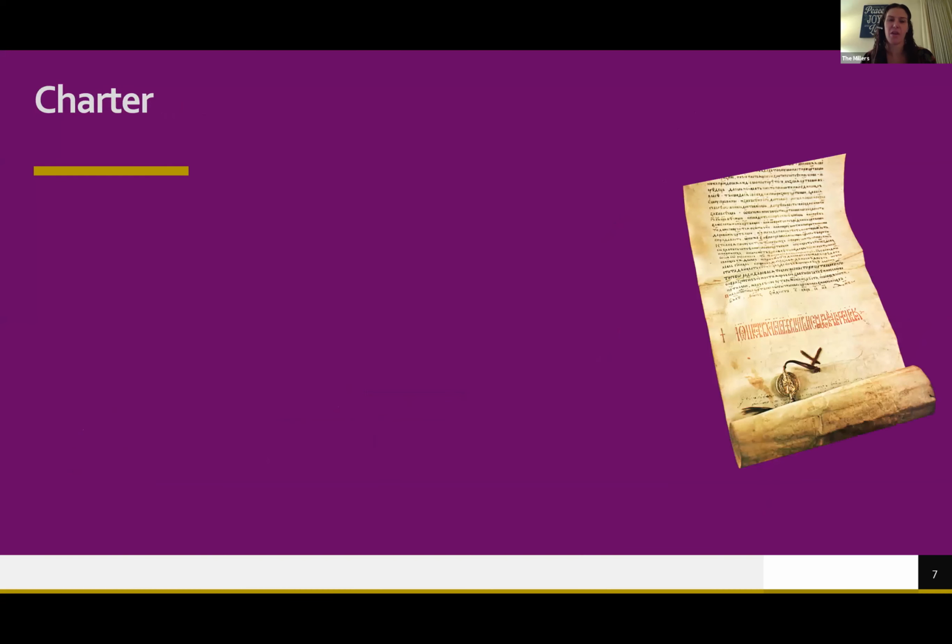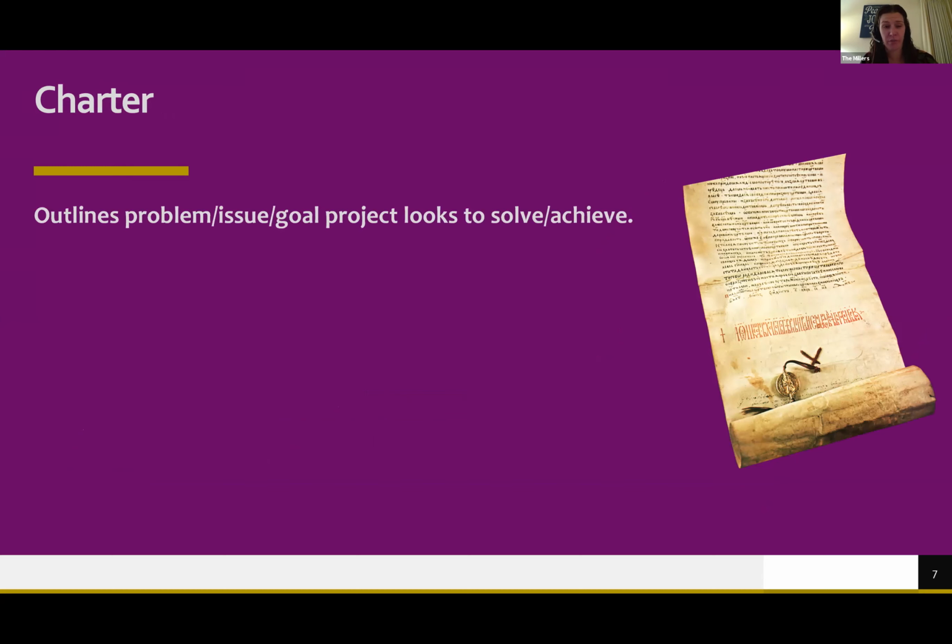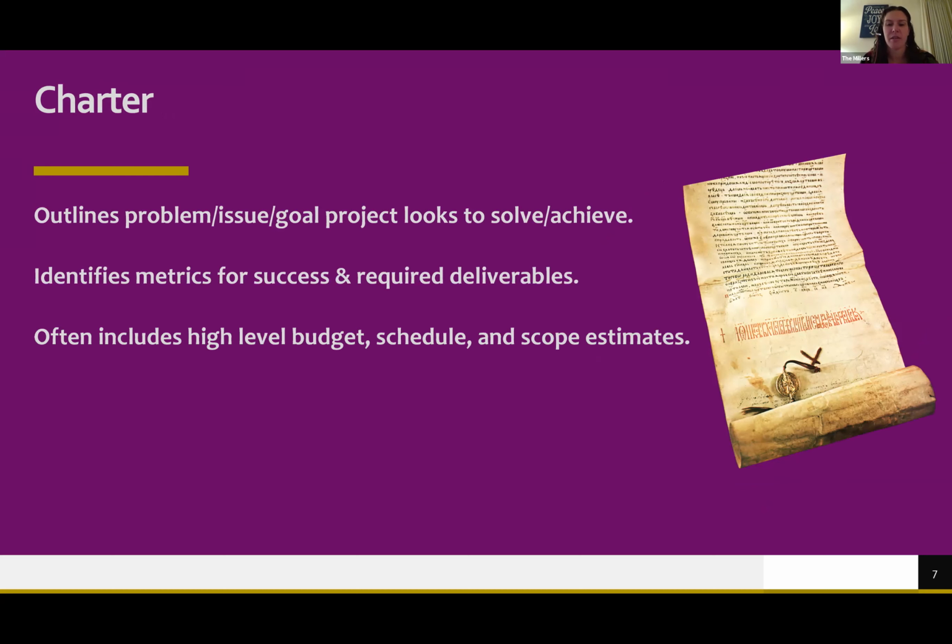All right. So we're going to jump right in and talk about how a project begins. Typically, projects begin with a charter. A charter is a document that really outlines the problem, issue, or goal that a project looks to solve or achieve. It identifies the metrics for success and their required deliverables. It tells us typically what a high-level budget, schedule, or scope estimate might be. And it identifies how the project aligns with the company's strategic plan. That last one's really important.